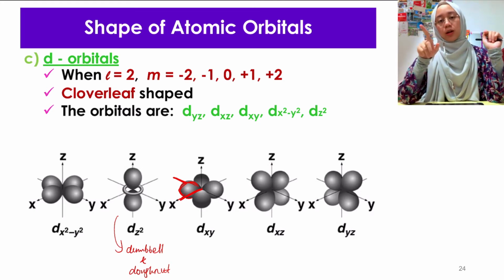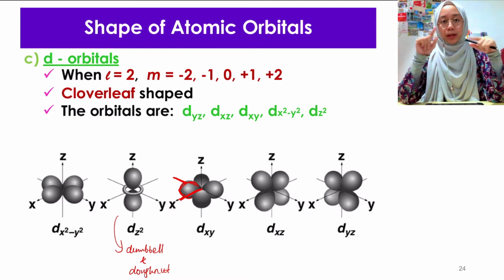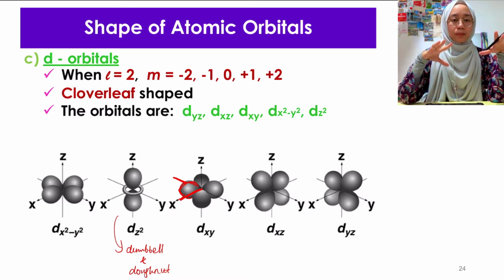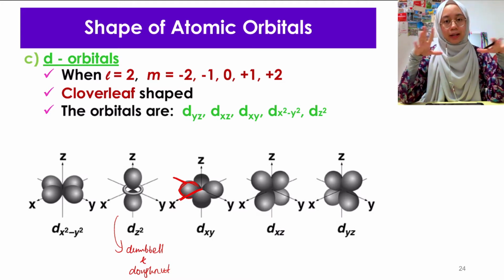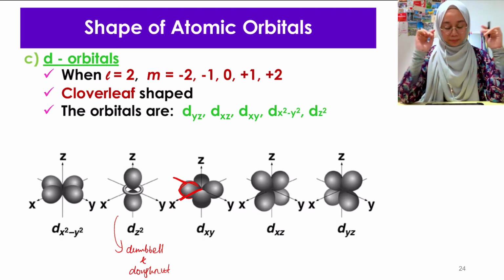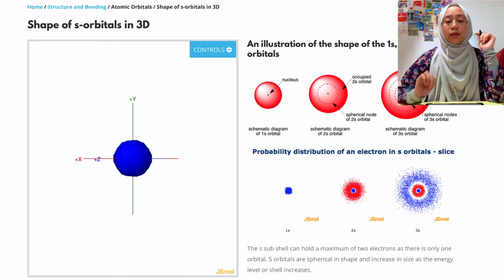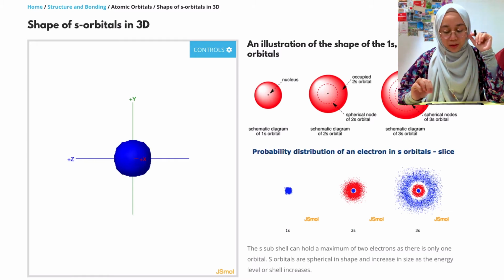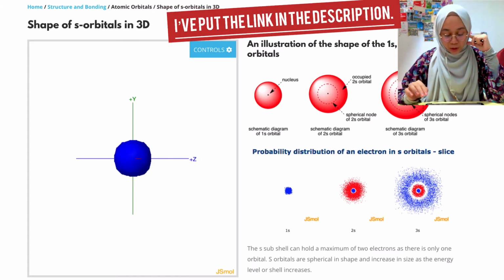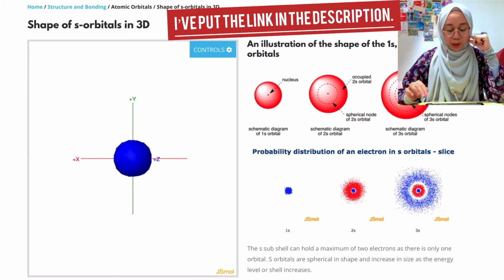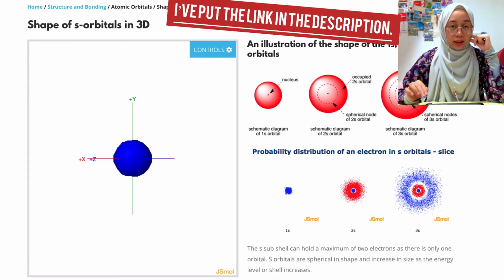So I'll show you now a website where you can play around with the orbitals, so you can actually see what is meant by different orientation lah. Okay. Alright, so this website is called chemtube3d.com. Okay, so now we have the shape of the orbitals in 3D.